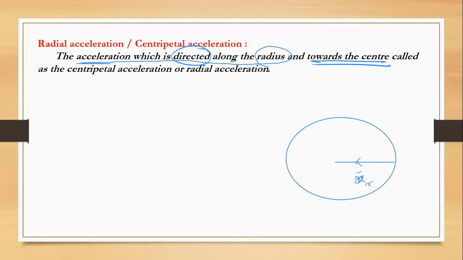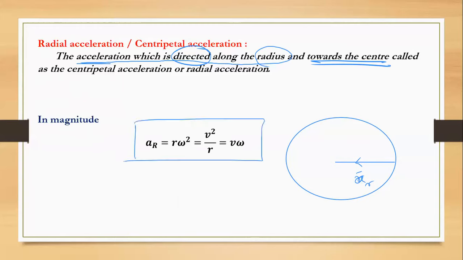AR we can write. The magnitude of the radial acceleration is given by this formula: r omega square, v square by r, v omega. These are the expressions for radial acceleration. It is also called centripetal acceleration.